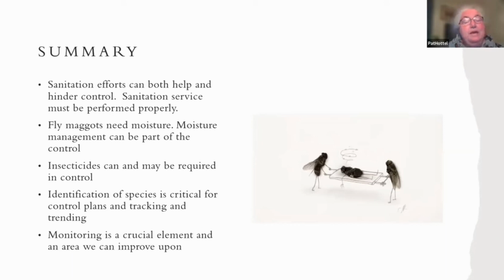All right, summary. Sanitation efforts can both help and hinder control. Got to use the right sanitation techniques, right? Fly maggots need moisture. So when we're looking for flies, we're looking for those moist sources. And moisture reduction, drying out an area, can be part of control. Insecticides can and may be required in control, and identification of species is critical for our control plans and for tracking, trending, and monitoring, right?